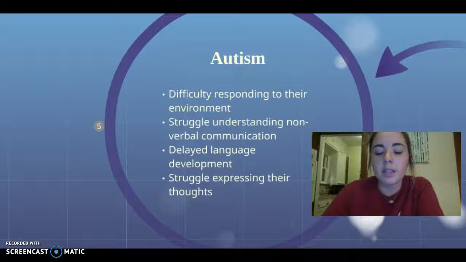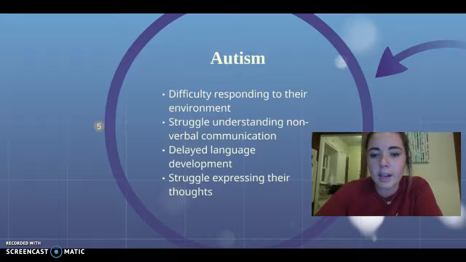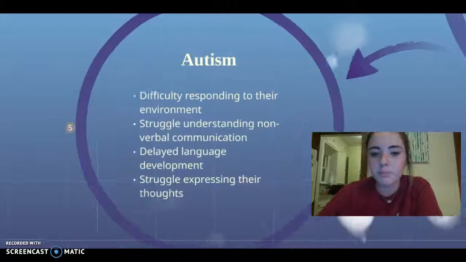They also have delayed language development, and it's not saying that their language will never be like a normal person. It just takes them a little more time to gain that language knowledge and everything like that. They also struggle expressing their thoughts. They understand what they want to say in their head, but they don't necessarily understand how to get it out and how to portray it to the people around them.